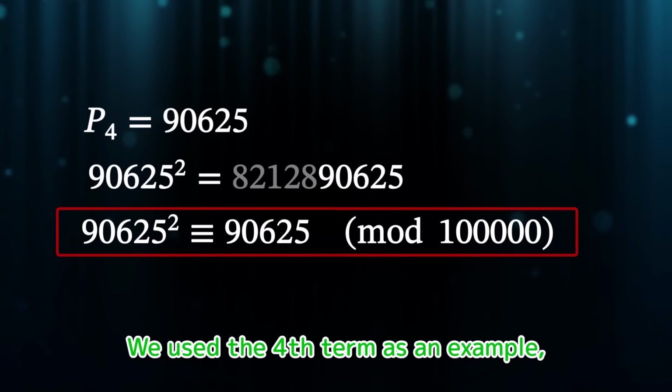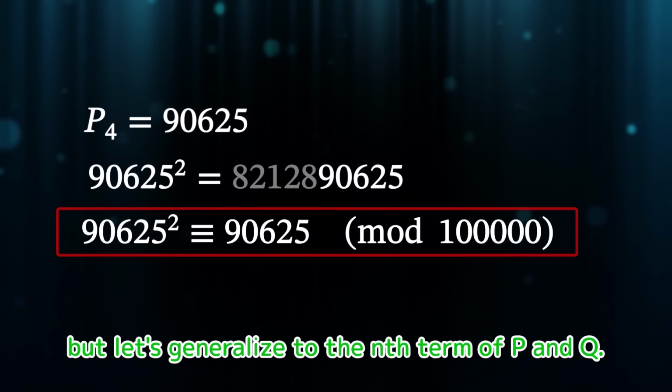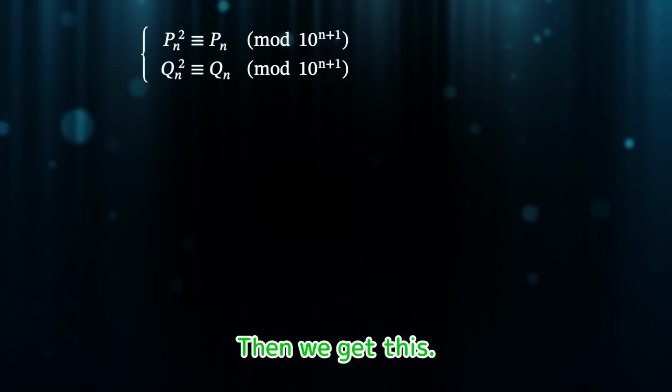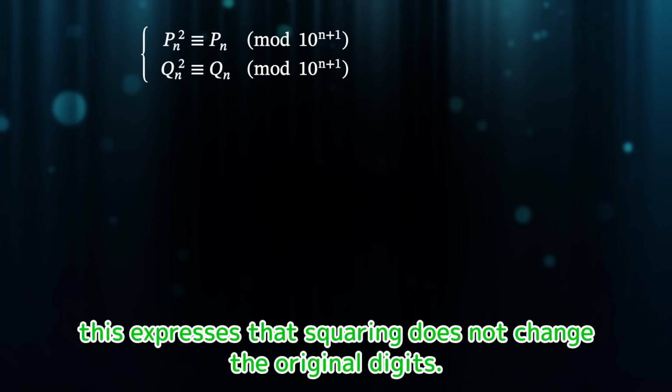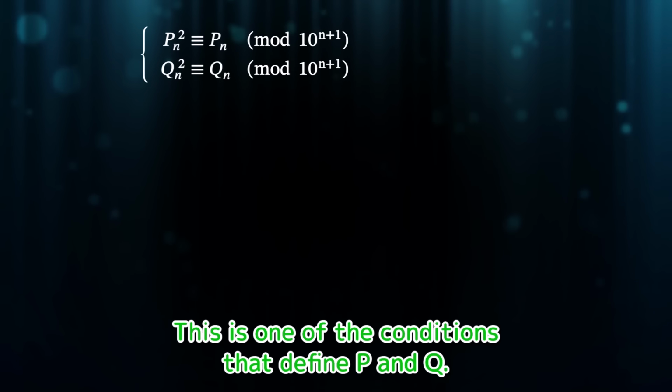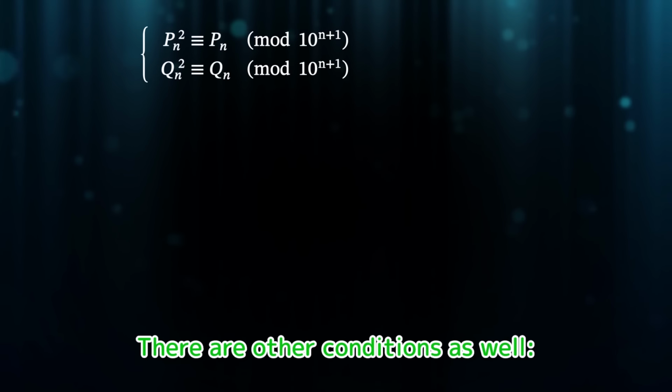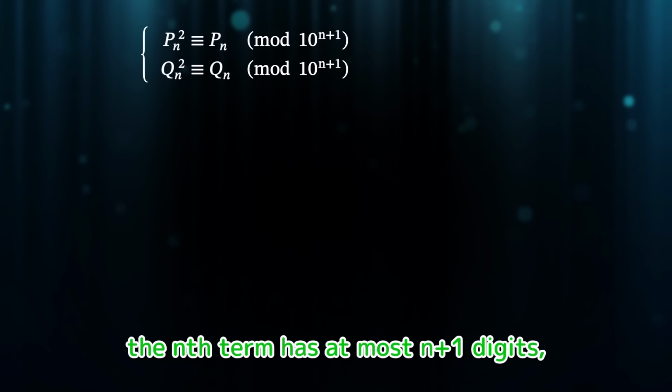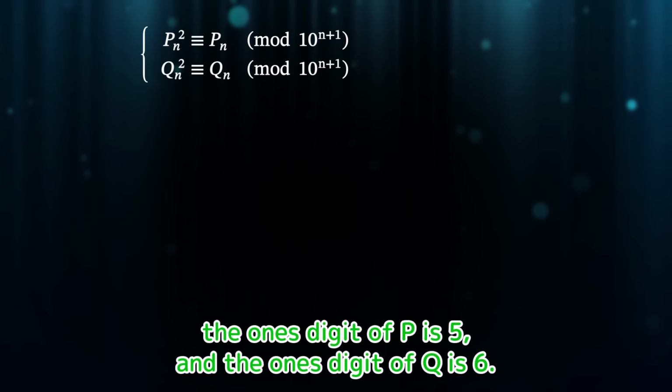We use the fourth term as an example, but let's generalize to the nth term of p and q. Then we get this. The meaning is the same. This expresses that squaring does not change the original digits. This is one of the conditions that define p and q. There are other conditions as well. The nth term has at most n plus 1 digits, the ones digit of p is 5, and the ones digit of q is 6.